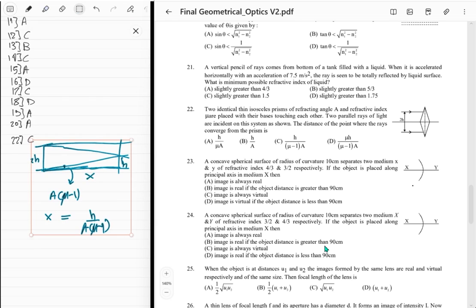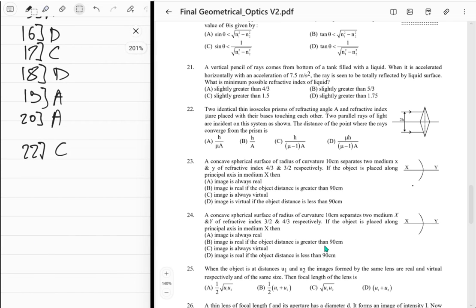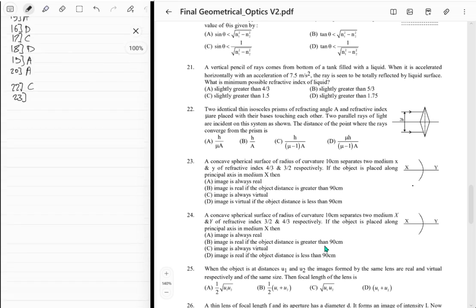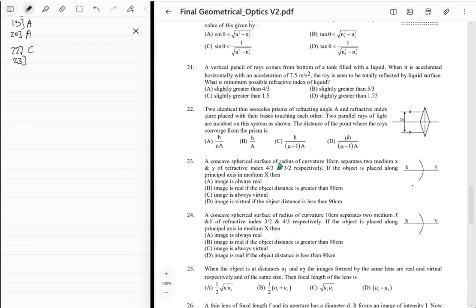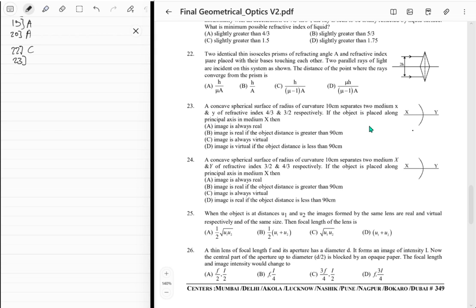Okay, 23. So what's 23? A concave spherical surface of radius of curvature 10 centimeters separates two media x and y of refractive index 4/3 and 3 upon 2. Okay, if the object is placed along the principal axis in medium x, then image is always real. Image is real if the object distance is greater than 90 centimeters. So object is real, right? Image will be real if your image is actually formed to the right of this surface, and if it's not, then it's virtual. Yes, that should be the thing.